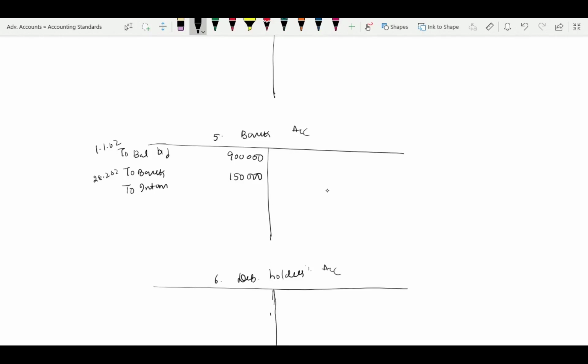But there is an interest. Interest on DRRI is 1,50,000 into 4% into 2/12, which is 1,000 rupees as interest. Broken period interest I am supposed to receive.